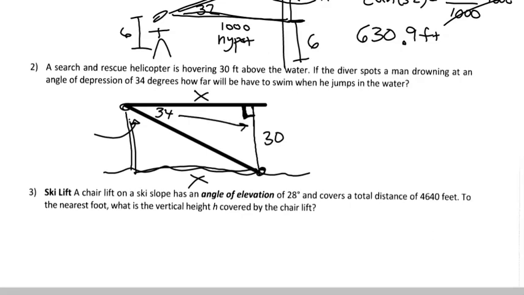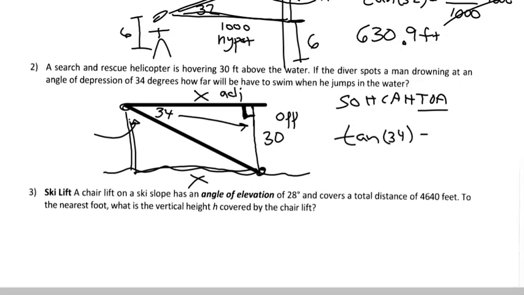On this one, we have the opposite and we have the adjacent. So which trig ratio am I going to be using? Sine, cosine, or tangent? SOHCAHTOA. Which one has opposite and adjacent? Tangent. So we'd say tangent of 34 equals opposite, which is 30, over adjacent, which is x.